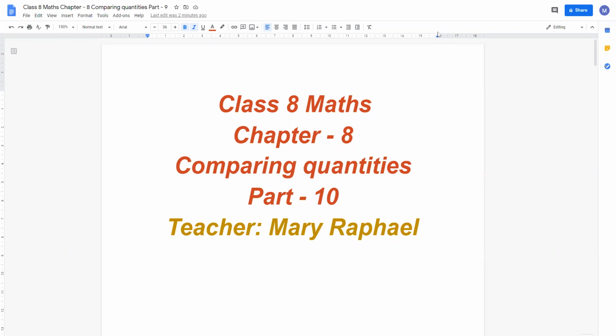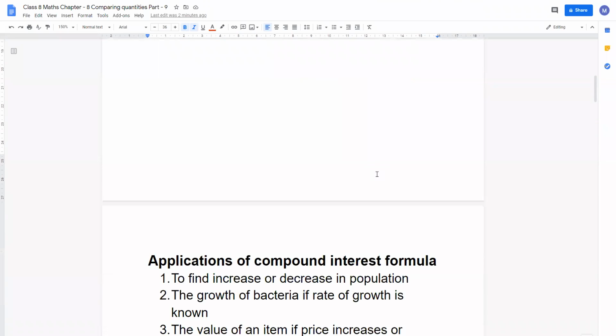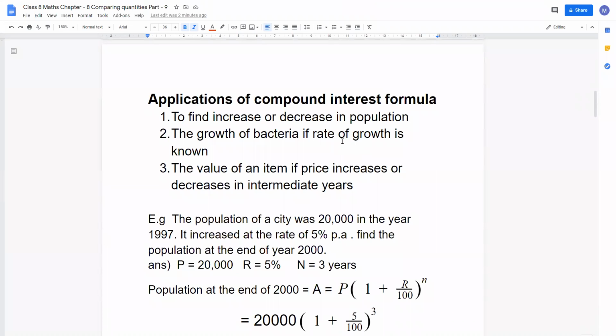Today I am going to explain the last part of this lesson. Not the last part of the exercise, the last part of the lesson. That is applications of compound interest. In the last two videos we learned how to calculate compound interest yearly and half yearly. Now we are going to learn the applications of compound interest.